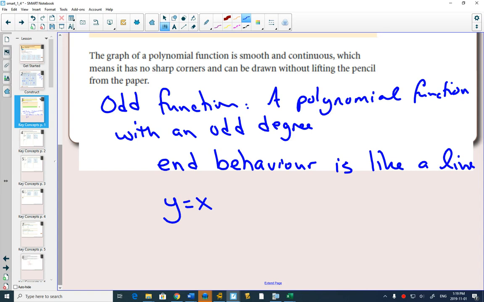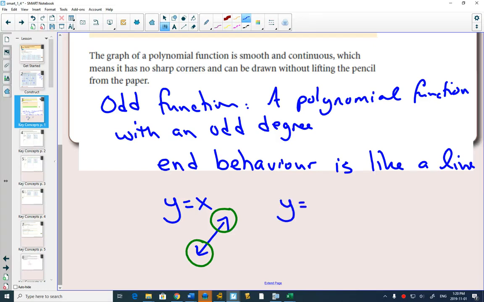degree of 1. How do you graph y equals x? Has a positive slope? It looks like this. The end behavior is what happens at the ends? Well, it's going down to the left and up to the right.